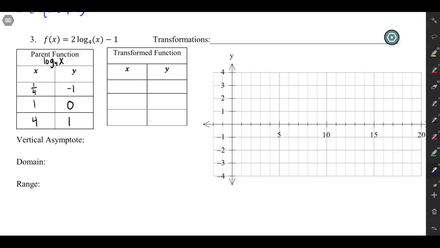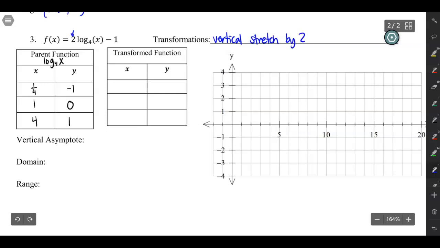But the transformation, since I have this 2 in front of my log, it means I'm going to be doing a vertical stretch of 2, or by 2. And then the -1 at the end means I'm going to be shifting the graph down 1. All right, so let's think about what these two transformations are going to do to my parent function. So I know that the vertical stretch, that's going to affect my y values. I'm going to make my y values taller or shorter. Then the shift down 1 is also going to affect my y values. It's going to pick up all the y values and just make them 1 smaller.